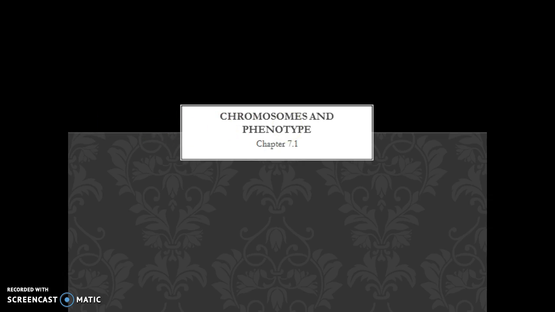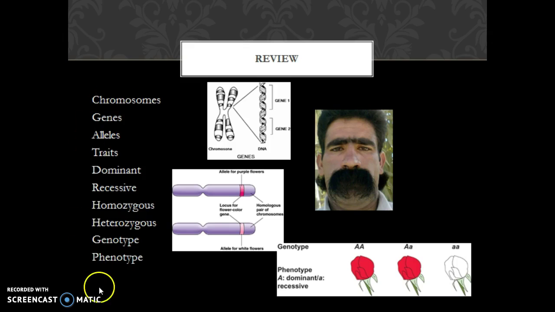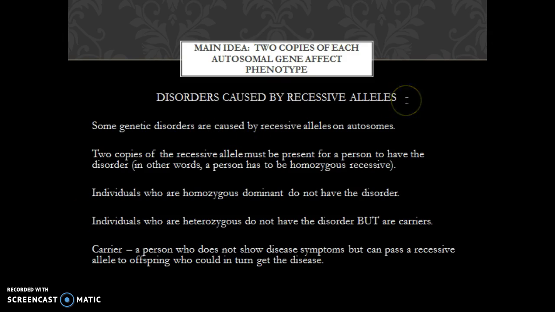In Part 1 of our discussion, we reviewed some of our terms from Chapter 6, and we saw how some of those contributed within a more complex setting of traits, such as disorders caused by recessive alleles. Once again, in order to have this particular disorder, you would need 2 copies of the recessive allele. Heterozygous individuals would not have the disorder, but they could be carriers, so they could have children with it. And homozygous dominant did not have the disorder either.